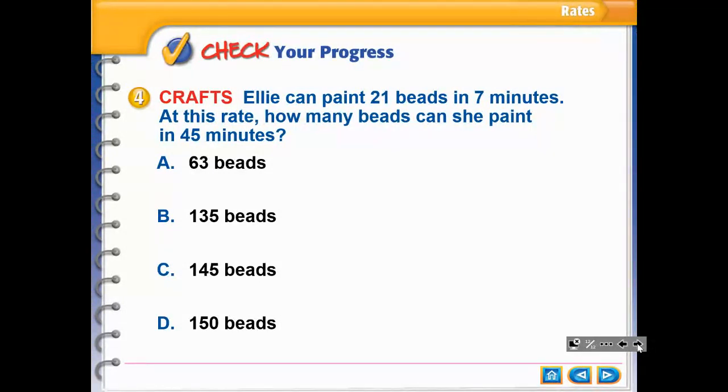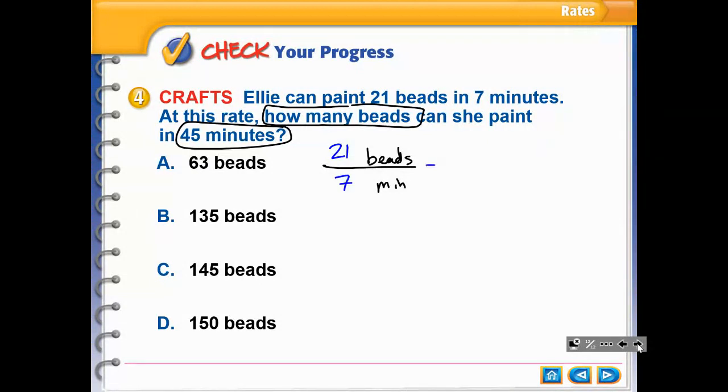All right, first and foremost, what's the question? How many beads in 45 minutes? But they don't give us beads in 45 minutes. They give us beads in particular here: 21 beads in 7 minutes. So the very first thing I'm going to do is create a unit rate. Naturally, 21 divided by 7, 3 beads per minute. Of course, if you wish, you may put the 1.